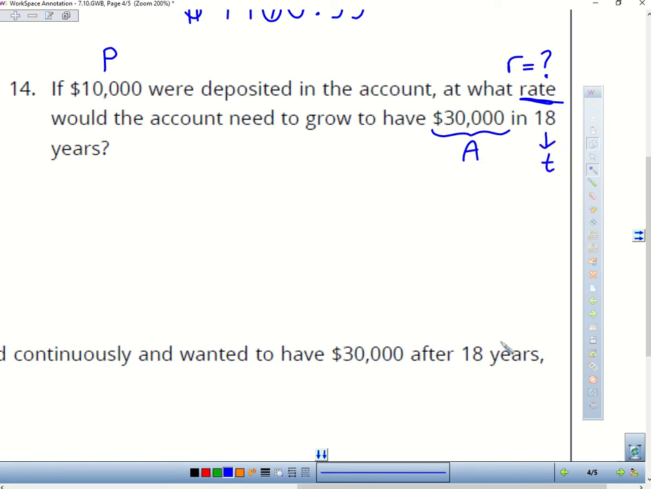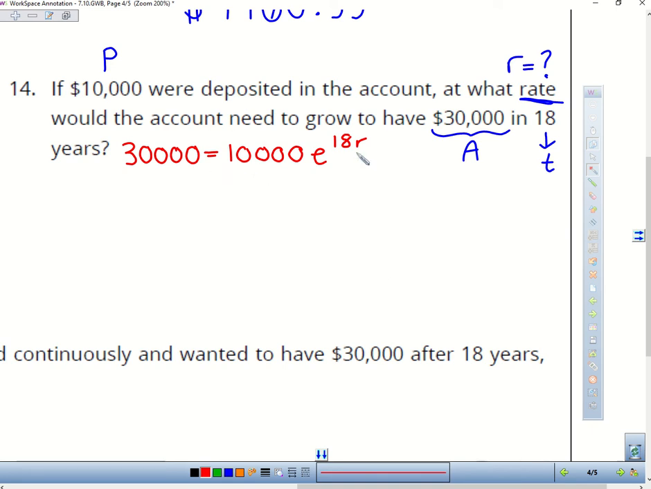So here, we're not solving for A, we're solving for R. But the thing in math is, they can take out any variable and you can solve for any missing variable. And we now have the tools to do that. So I'm just going to plug into my formula. So I just plug in what I know. E to the power of 18R, right? Because I don't know what R is. So I leave R as a variable. So I just plugged in to the formula.